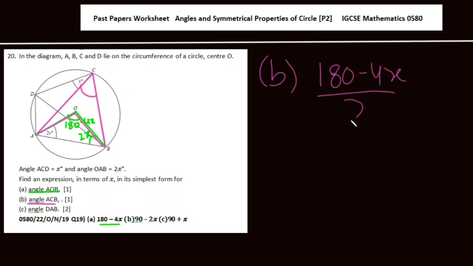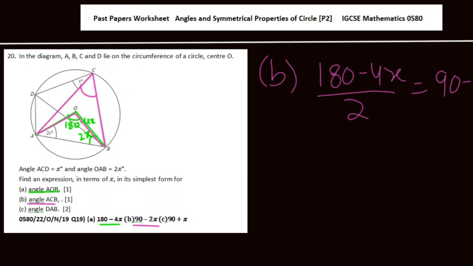Okay, next we have to find angle ACB. So angle A to C to B, it's this angle, and notice that it's being formed from point A and B, and there's another angle being formed from point A and B on the center. So we'll use the property angle at the center is twice the angle at the circumference. So we'll have to divide the center angle by 2, take 2 common in the numerator and cancel it with the denominator. So we get 90 minus 2x, which is the answer for part B.